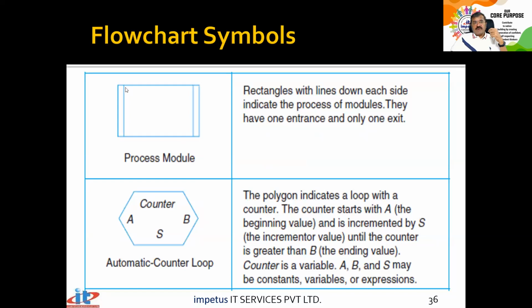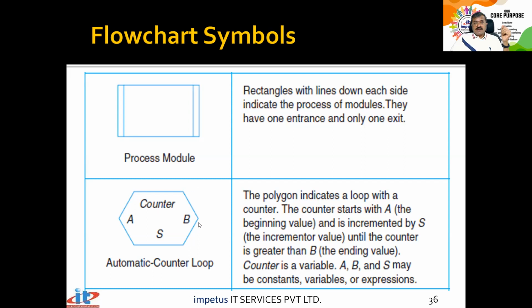And then if you have a rectangle with two lines on the sides, that could represent a module. Some places it will be represented slightly in a different way. And if there is a horizontal line at the top, that could be the operation of defining. But normally this is how we define a process.